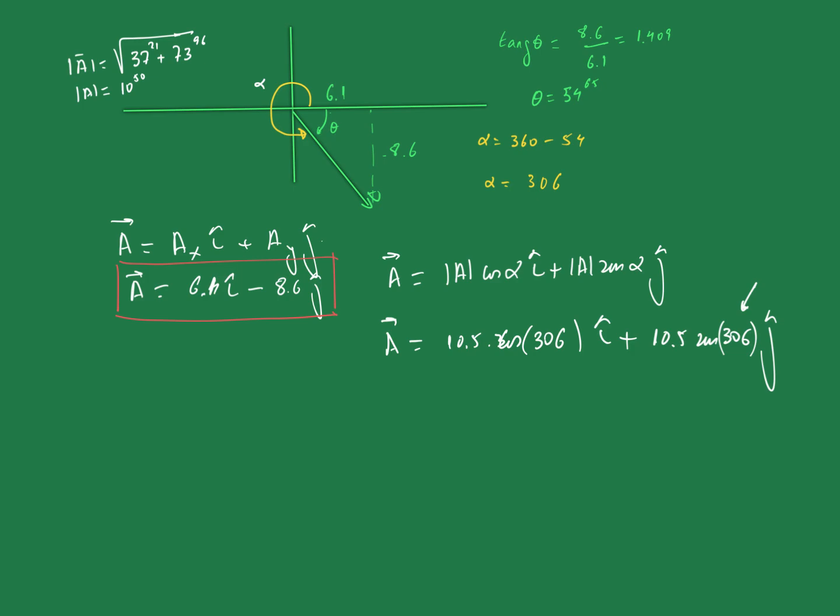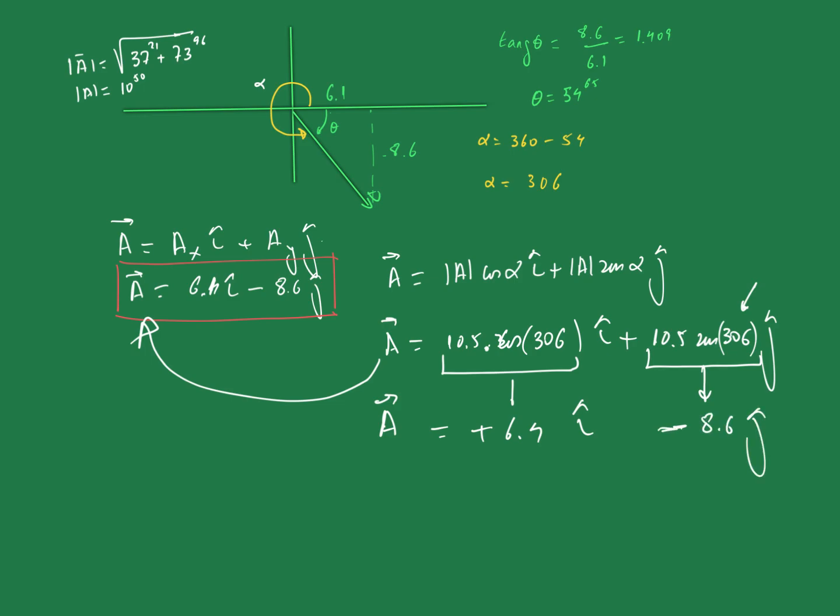So I challenge you now to prove that this A and this A are the same one. I'm trying to prove that this is plus 6.4 in the I direction, and I challenge you to see if this is minus 8.6 in the J direction. So it's the same vector. There are two ways to write the vector. One is the direct way, using the components, and the other way is to use the angle alpha. Let's go to the next problem.